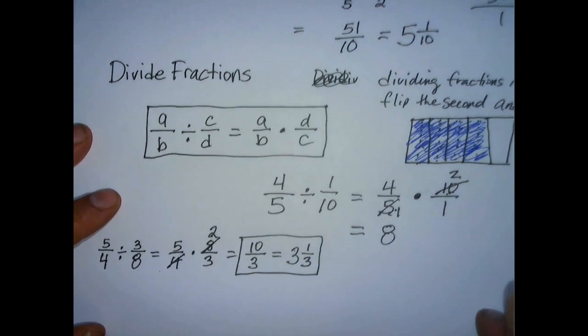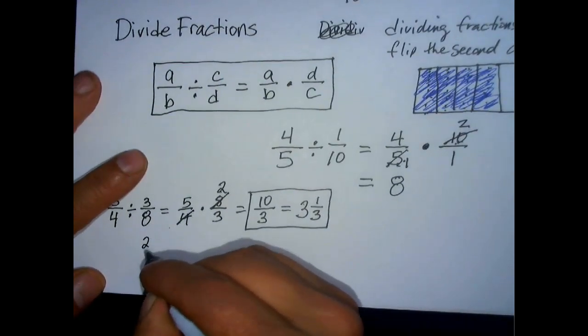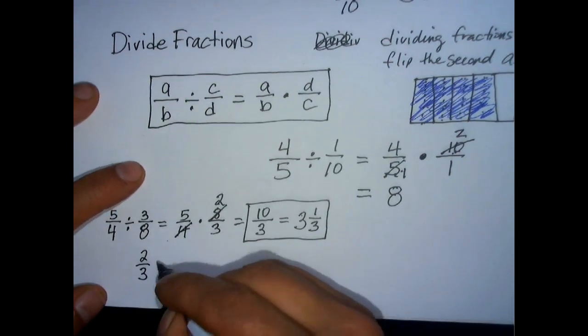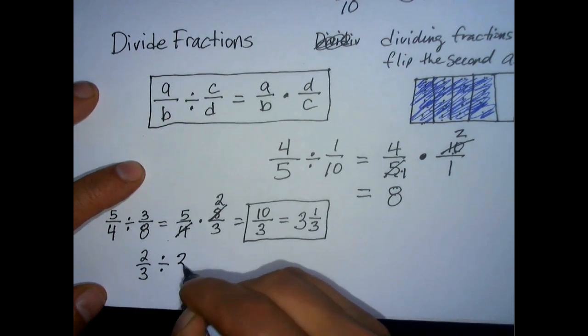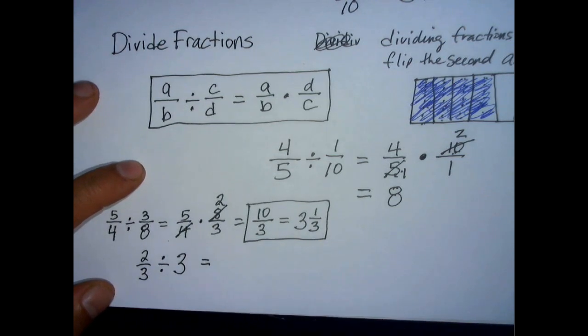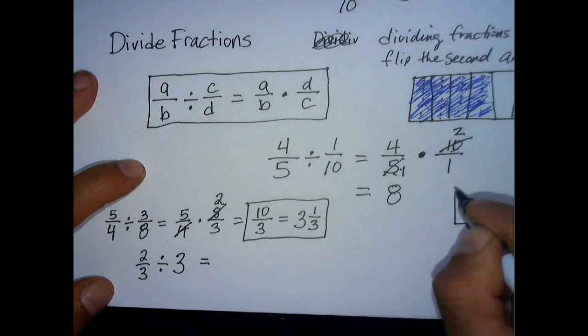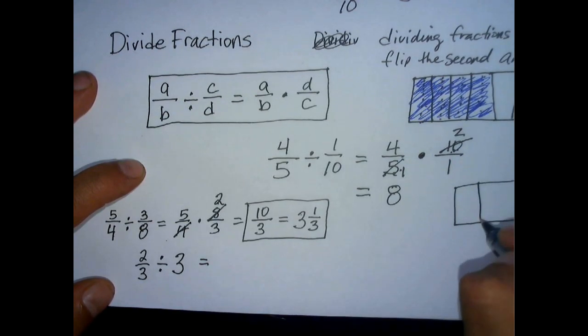Okay, what happens? Ooh, this is a good one. What happens if we take 2/3 and divide it into 3 parts? Now we can actually draw this one. Here's 2/3. And move it over just a smidge.